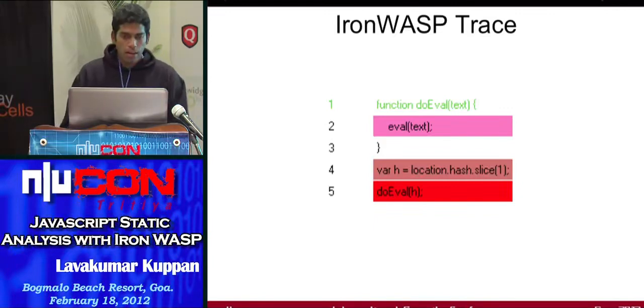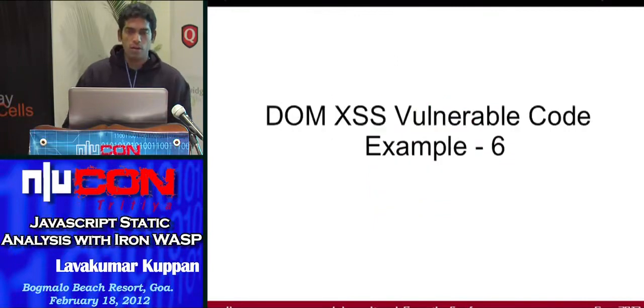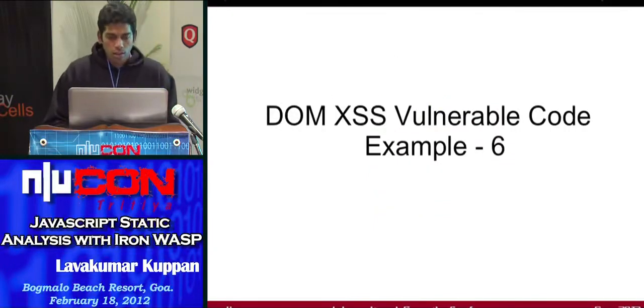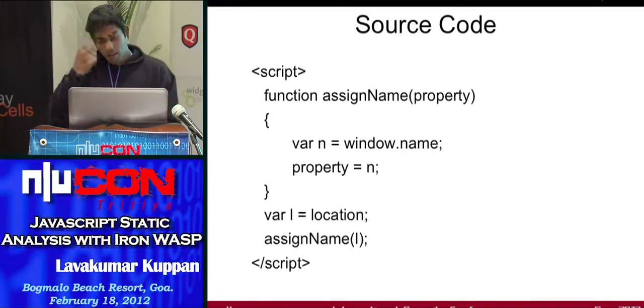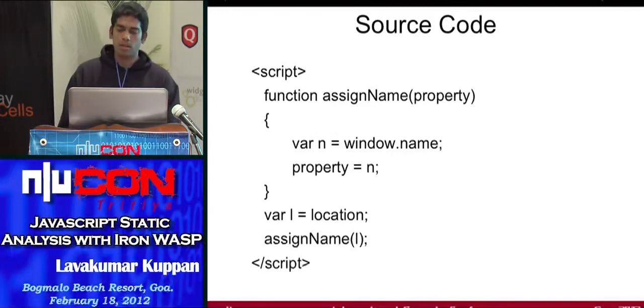Okay, and I have one more. This page is also vulnerable to DOM-based XSS, and let's see what this looks like. This is slightly convoluted in a way, a little tricky to understand. So there is this function called assignName, and it takes an input parameter, and whatever is passed in as the parameter, it assigns window.name to that parameter. Okay. Now window.name is a source. window.name is stored in n, and in this line, n is assigned to property, which is the parameter that was passed in.